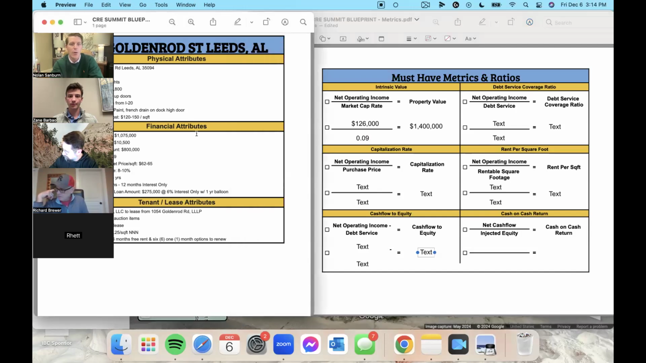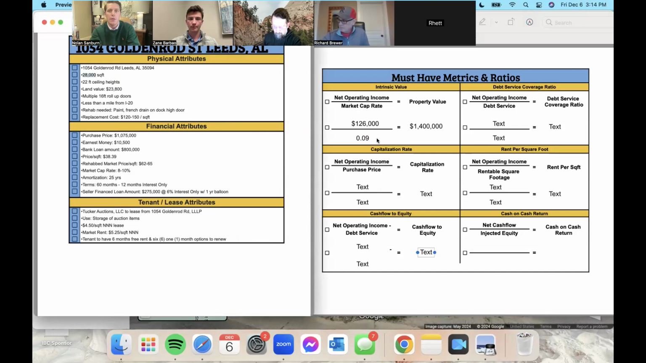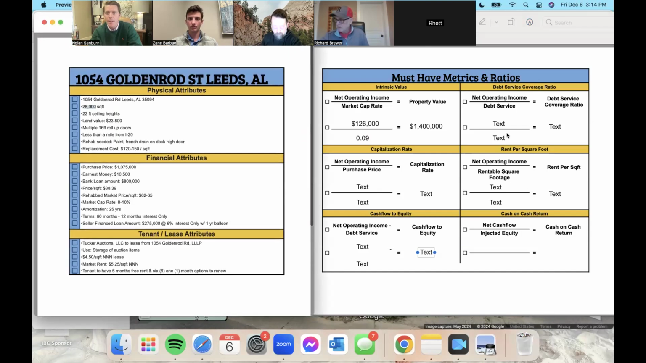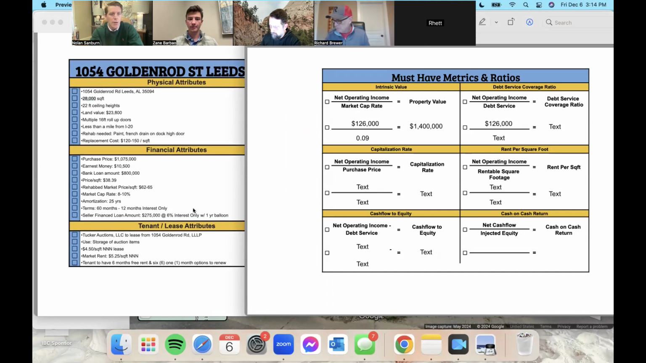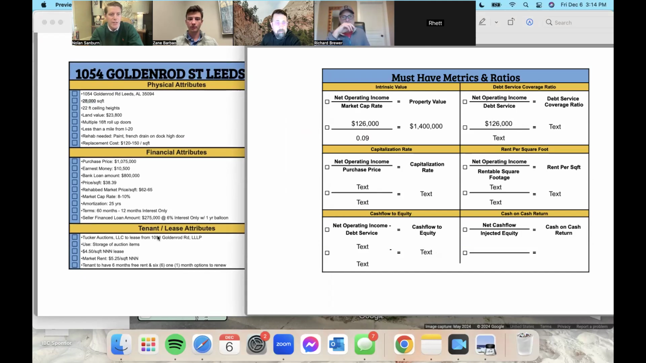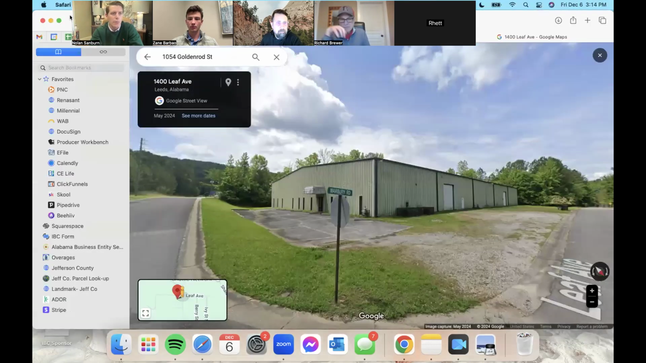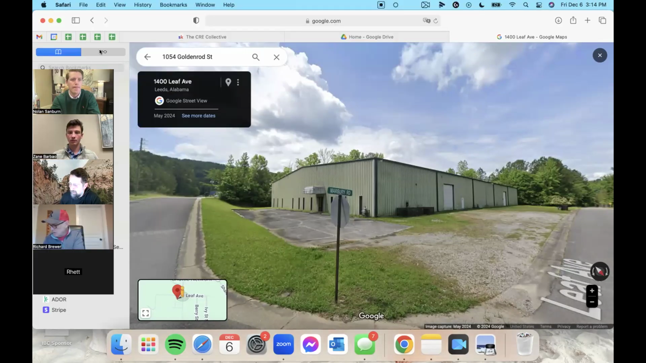We might have to pull up our pro forma a little bit. That's okay though. So we've already discovered our net operating income, so we can put $126,000 in there. Then we got to discover our debt service. I can pull this up on our pro forma. It's the 275, 25 year at 6%.